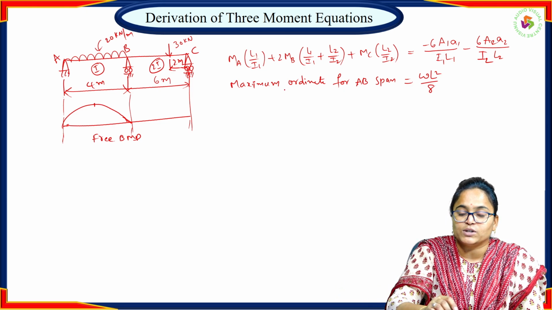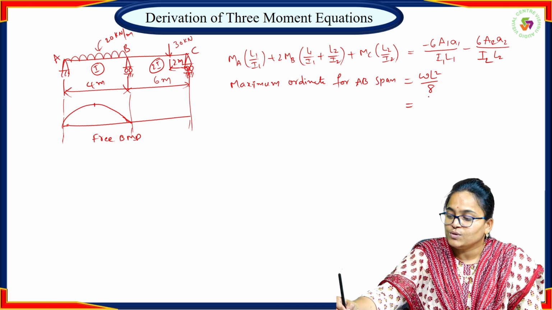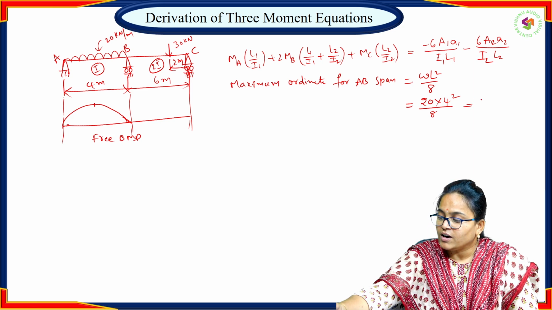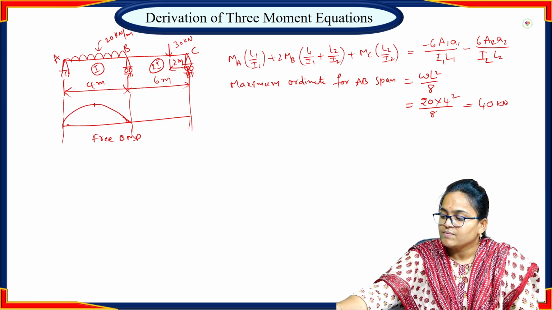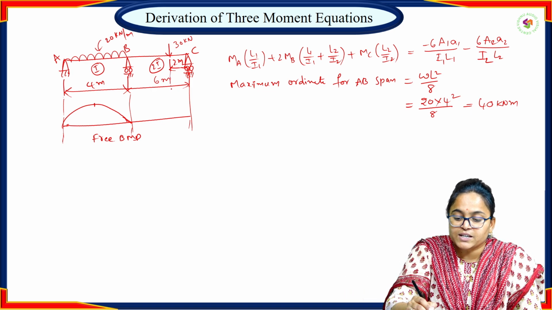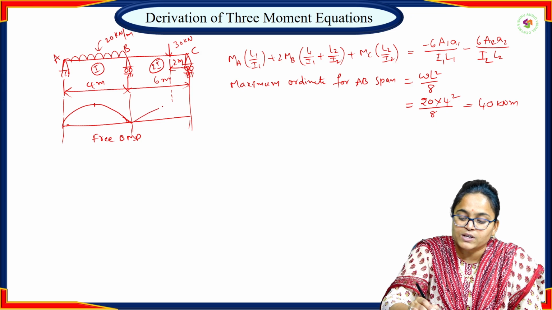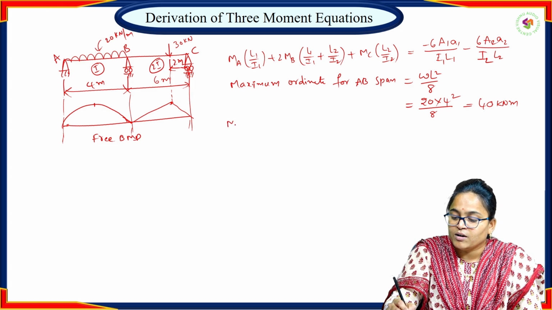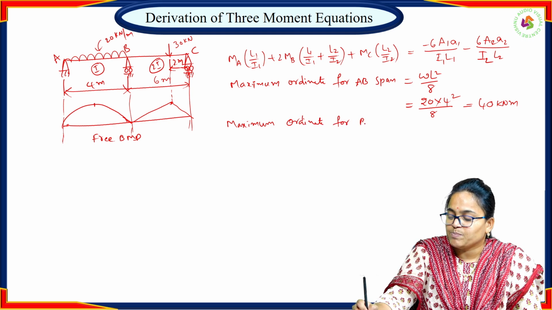This is from a simply supported beam. So this is equal to the intensity of UDL and length of AB span as 4 meters. Now we'll get 40 kilonewton meter. And BC span is subjected to a concentrated point load. So in this case we'll get the BMD diagram triangular in shape. So this is the maximum ordinate for BC span.